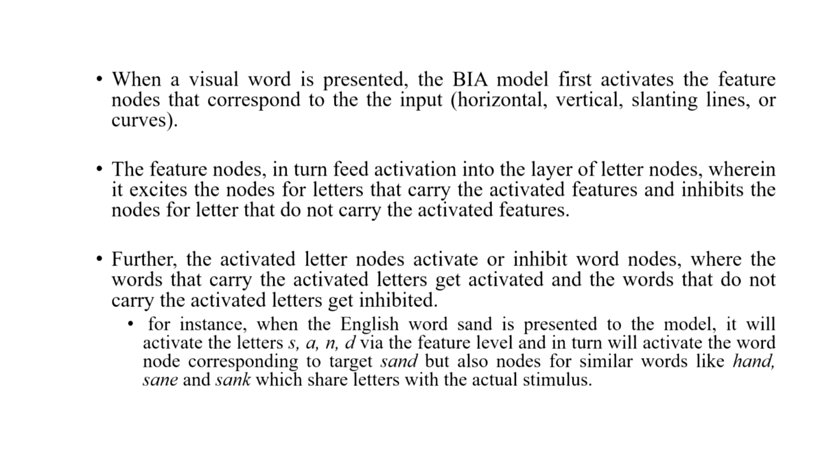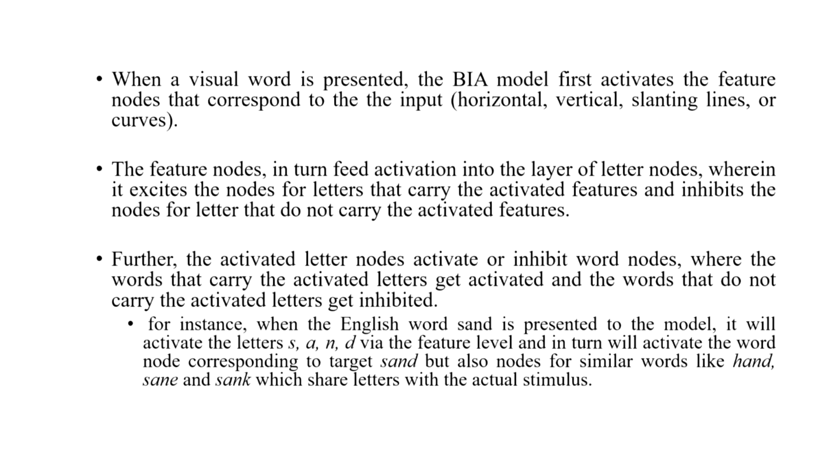Now, when a visual word is presented, the BIA model first activates the feature nodes that correspond to the input, say for example, horizontal, vertical, slanting or curved lines. The feature nodes in turn feed activation into the layer of letter nodes, wherein it excites the nodes for letters which contain these features and inhibits the nodes for letters that do not carry these activated features. So, it is like serially this is happening.